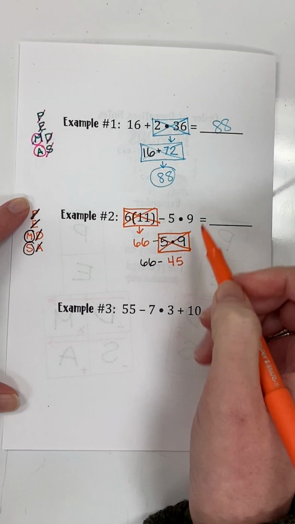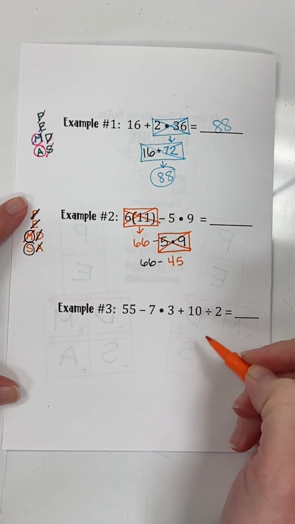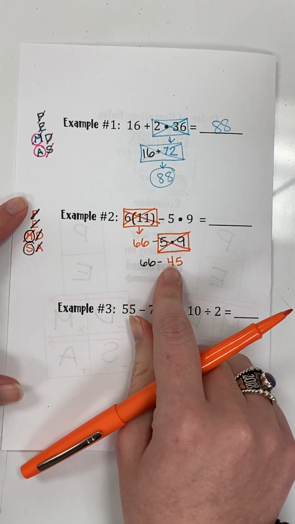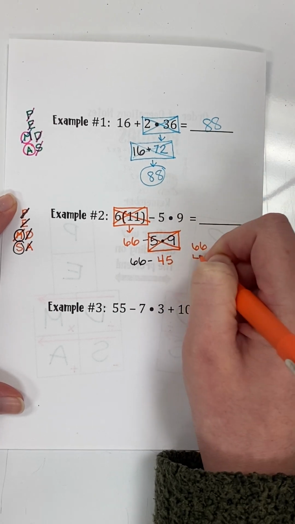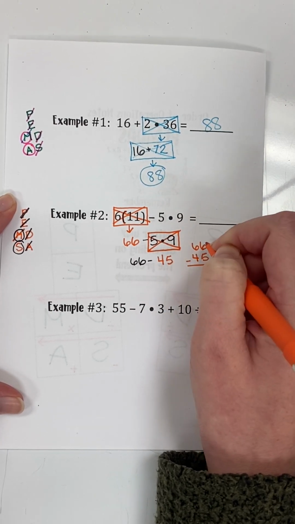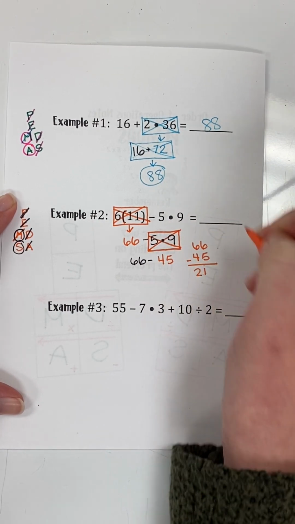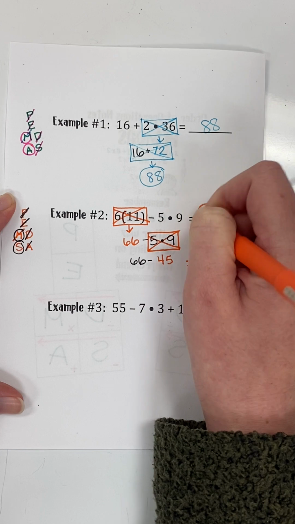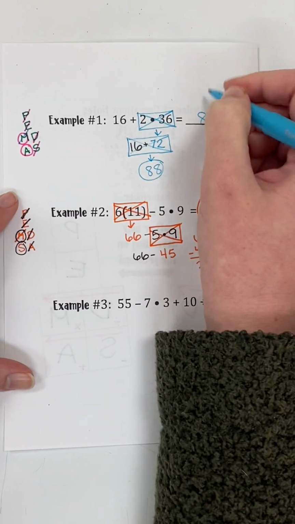Okay, so now I can check, is there any more multiplication? No. So it's done. All I have left is our subtraction. So I don't know that, so I'm going to just go to the side and work it out. I have 6 minus 5 is 1, and 6 minus 4 is 2. So my answer there is 21. Okay, go back up here and circle our answer.